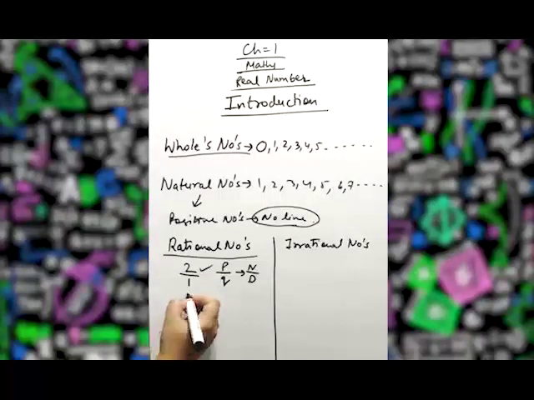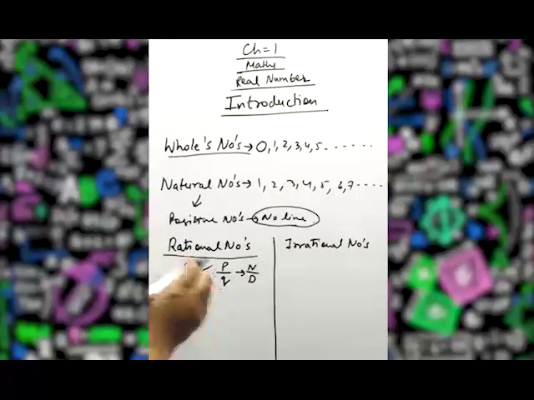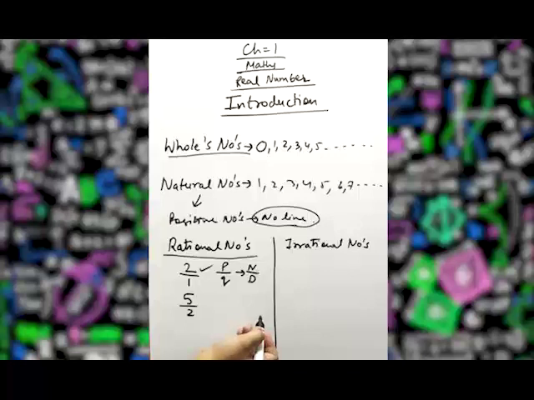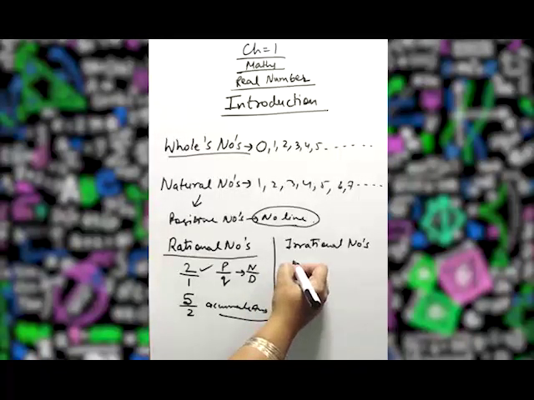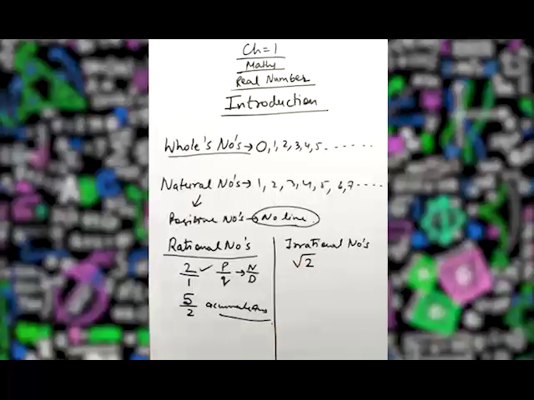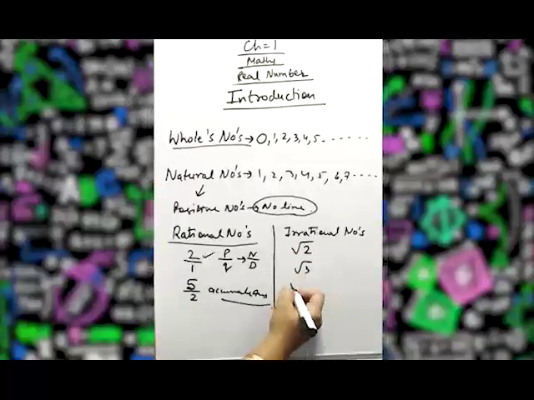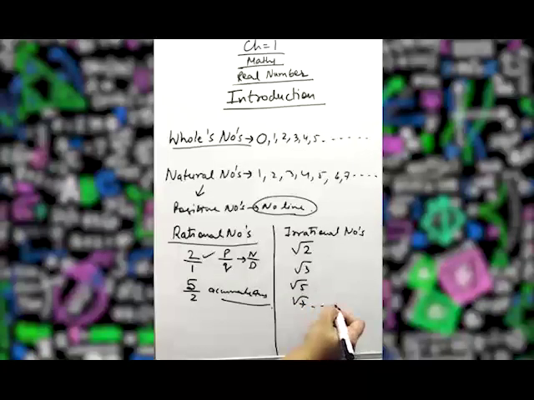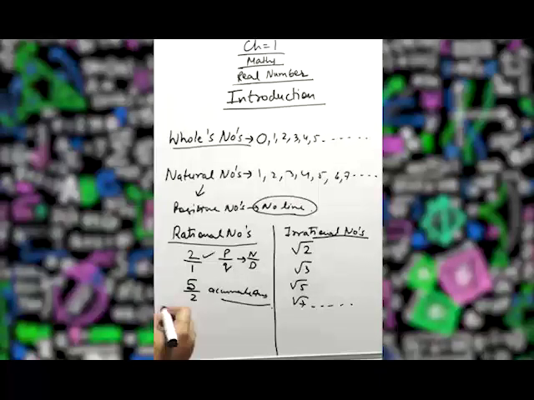Let me take one more example. 5 by 2 is a rational number. Generally, we can say the rational numbers are those numbers in which we can get accurate answers. But irrational numbers are those numbers which we cannot solve. Likewise, under root 2, under root 3, under root 5, under root 7, and so on, because they do not have an accurate answer.